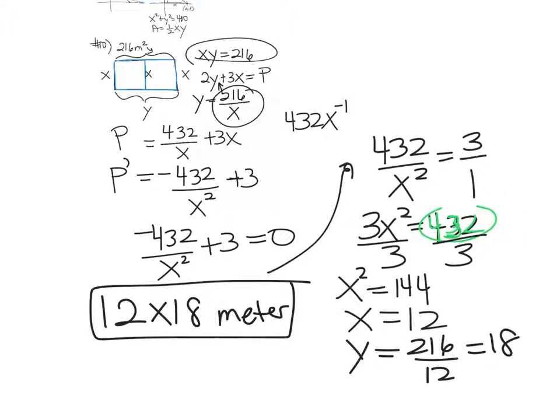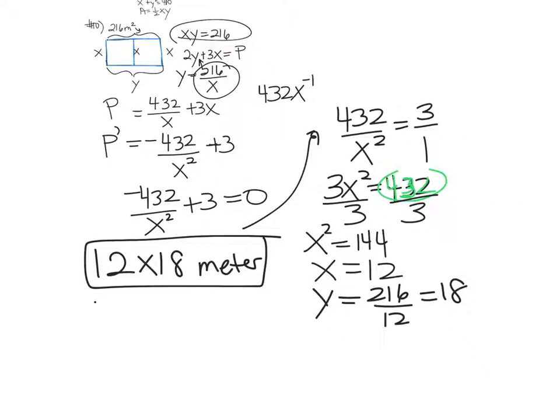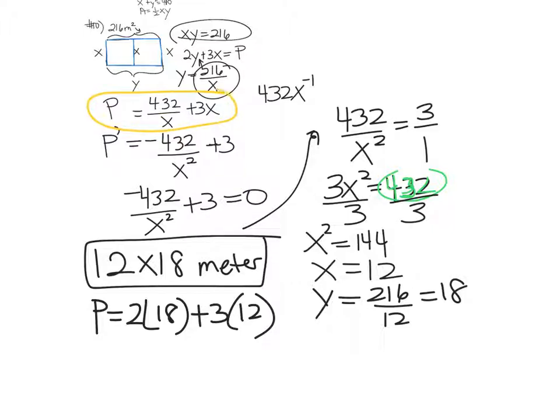And then the perimeter, well, you can find perimeter 2 ways. You can do 2 times y plus 3 times x, or I could have gone to the perimeter equation right here and just plugged x in. It's whatever you want, it's fine. So 2 times 18 plus 3 times 12 gives us that the perimeter is 72 meters long.